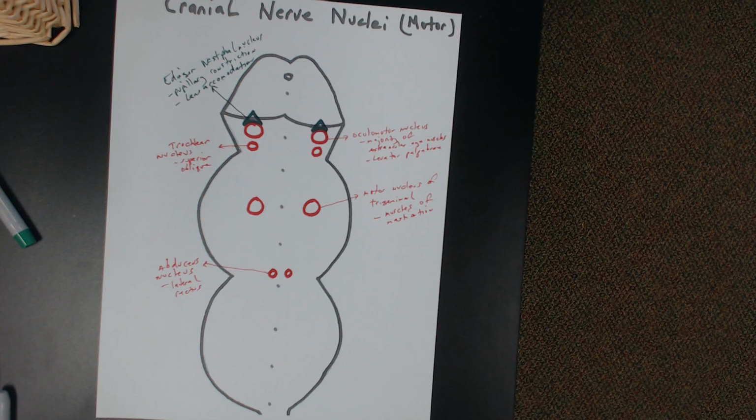Okay? Yes, Neil? So Neil's question was, why is there a differentiation between the oculomotor nucleus and Edinger-Westphal nucleus? Because they exist in discrete three-dimensional spaces in the midbrain. They're closely associated, but they're different.